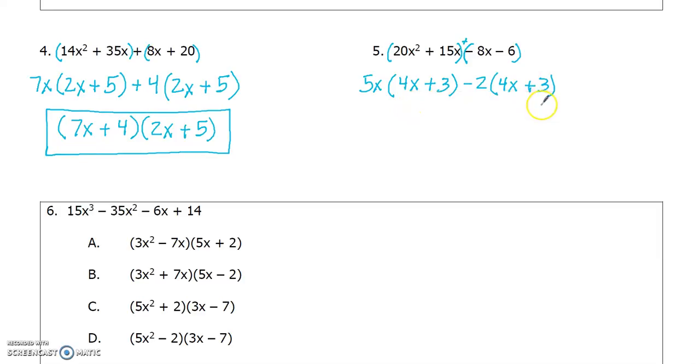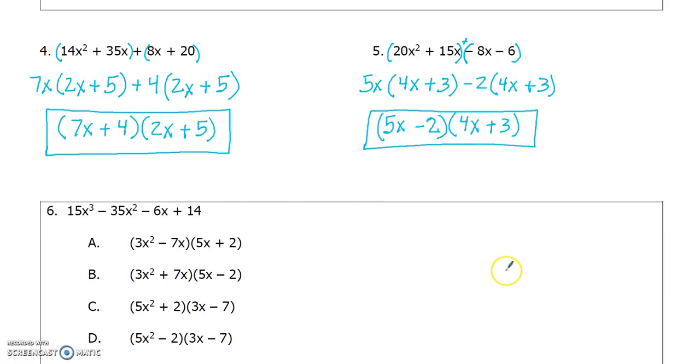Again, my parentheses are the same, so what I factored out, the 5x minus 2, will go in the first set of parentheses. The 4x plus 3 will go in the second set, and I am done.